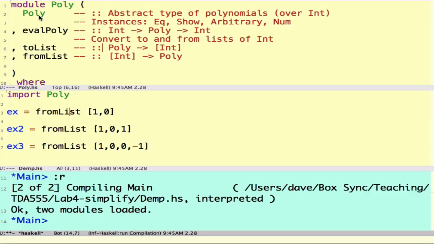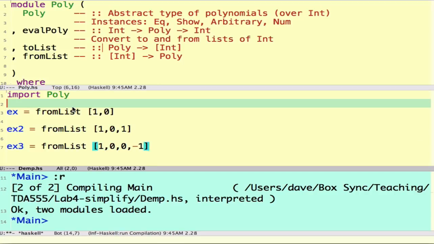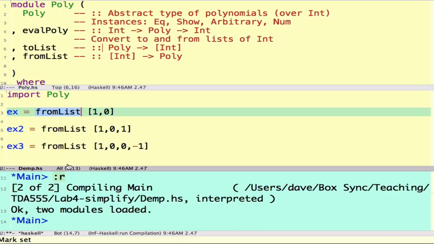import the module Poly. So what that means in practice is that the only way you have of building polynomials are using the functions provided by the module. And in particular, the only function that actually ends up with a polynomial is this one called fromList. It converts a list of ints into a polynomial. So I've imported the polynomial module here, and I've given a few definitions of polynomials, which I've created using fromList.